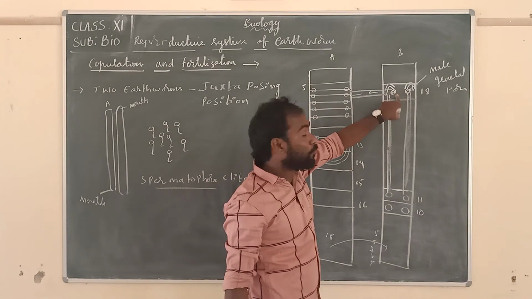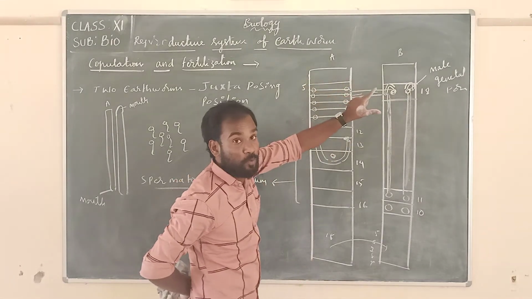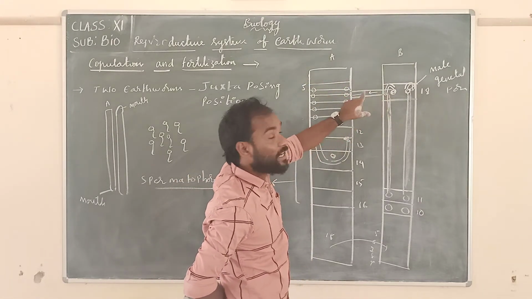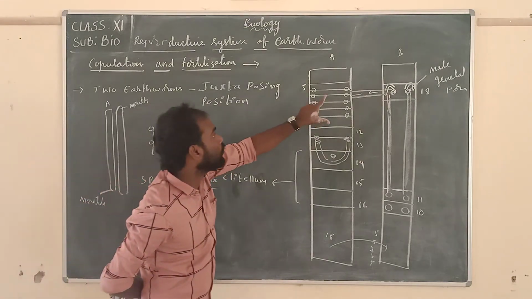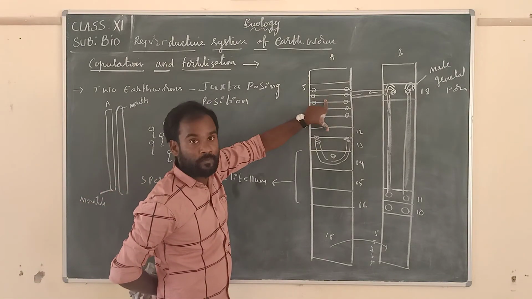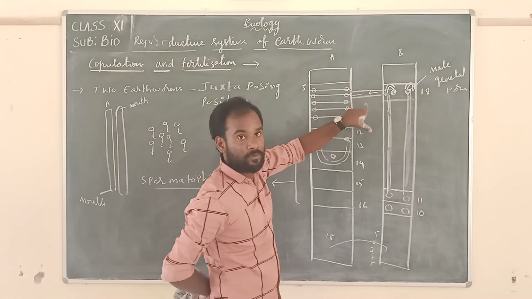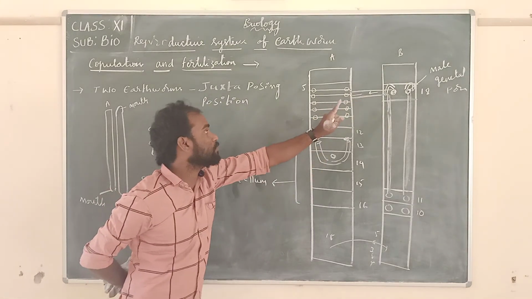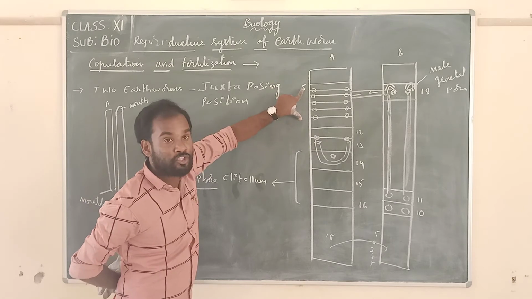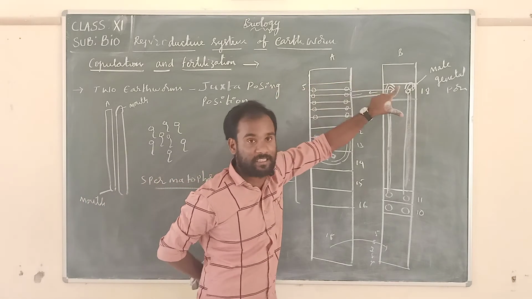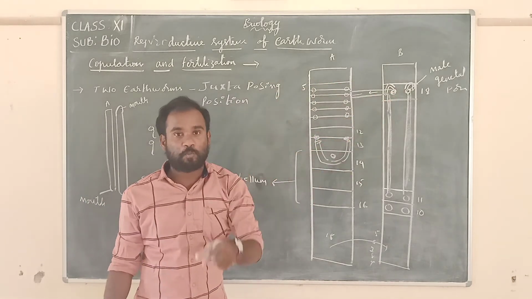From this male genital pore, the sperms will be transported in the form of packets called spermatophore into the other earthworm through a bridge. Now the sperms have entered, and the spermatheca stores the sperms of the other earthworm. So the mutual exchange of sperms is over.